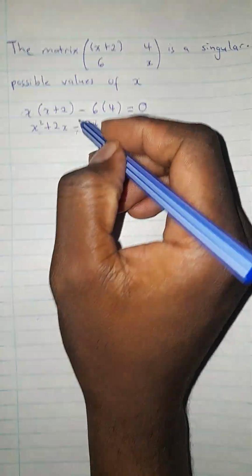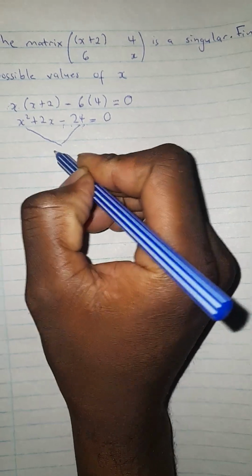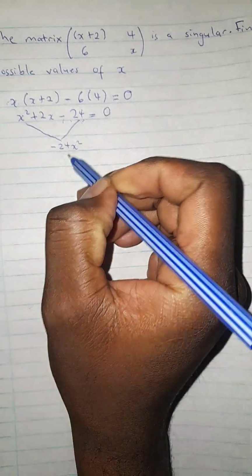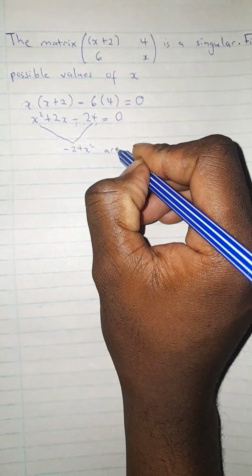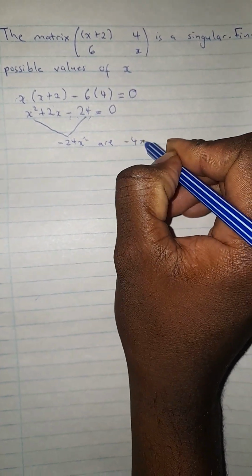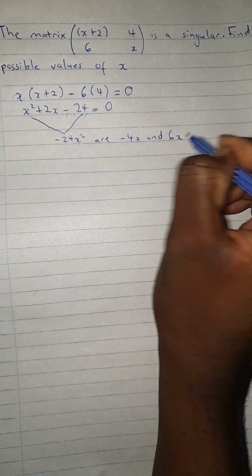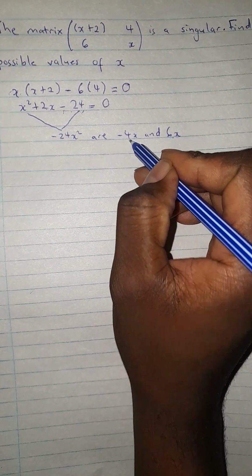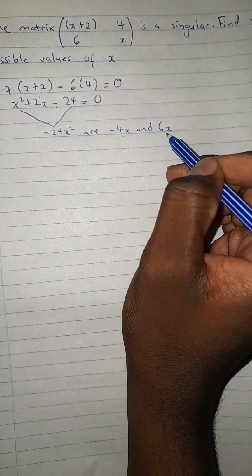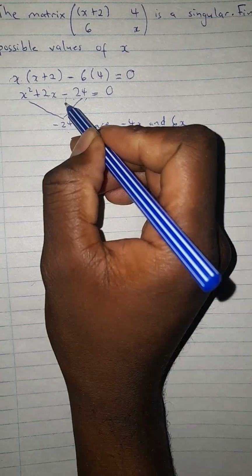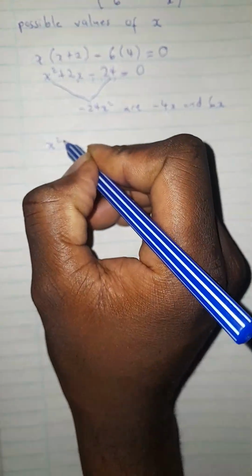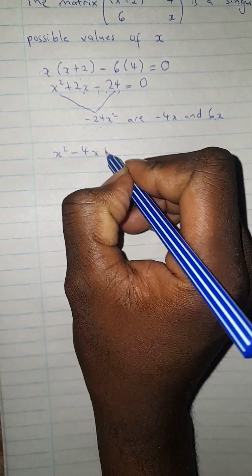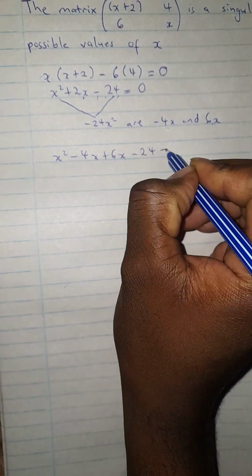I want to find two values that, if I multiply them, I get minus 24x squared, but if I add them, I get 2x. These two values are minus 4x and 6x. If I multiply 6x and minus 4x, I get minus 24x squared. If I add minus 4x plus 6x, I get 2x. So I'm going to work out my equation now: x squared minus 4x plus 6x minus 24 equal to 0.